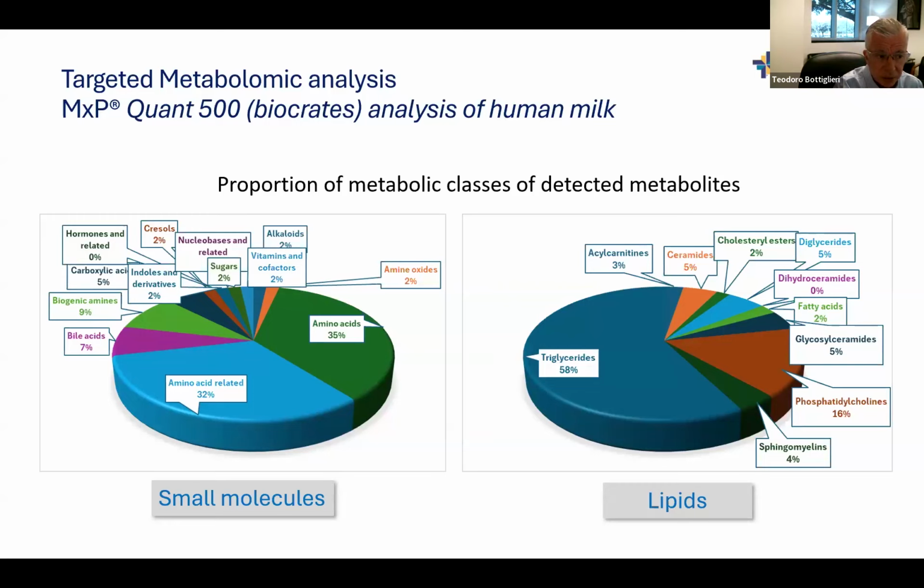And then most of these other classes make up less than 10% each, and sometimes as low as 2% of the total. In terms of the lipids, again, this is consistent with the literature, which shows that triglycerides are one of the main classes of lipids in human milk, followed by the phosphatidylcholines and sphingomyelins as the next one, and the glycerolceramides. So looking at this, it was consistent with most of what we see in the literature for the distribution of these metabolites.